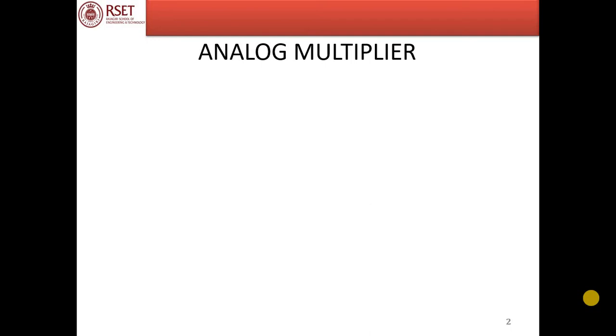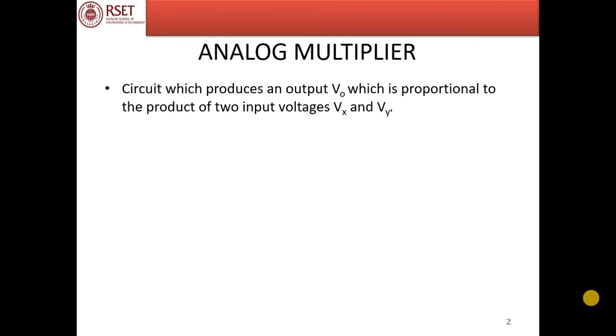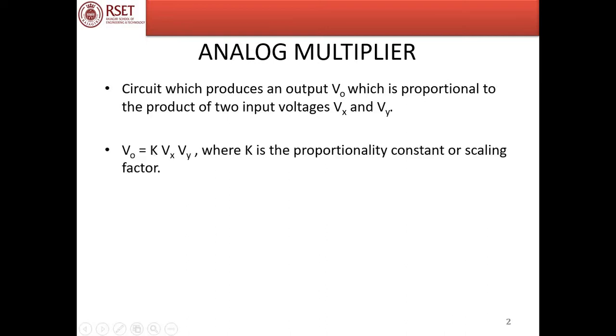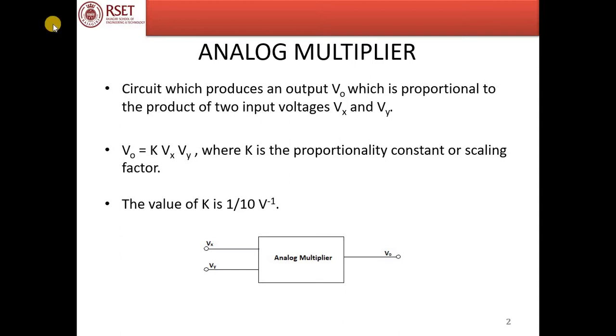What is an analog multiplier? An analog multiplier can be defined as a circuit whose output is proportional to the product of input voltages Vx and Vy. That is, V output is equal to K into Vx Vy, where K is called proportionality constant or scaling factor. Normally, the value of K is equal to 1 by 10 and the unit is volt inverse. The shown figure can be the block diagram of an analog multiplier with two inputs Vx and Vy and output Vo, which is proportional to the product of Vx and Vy.